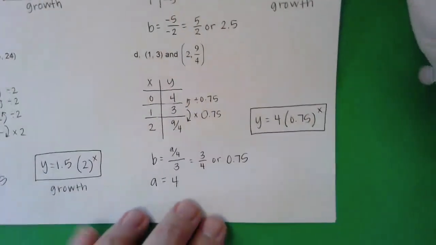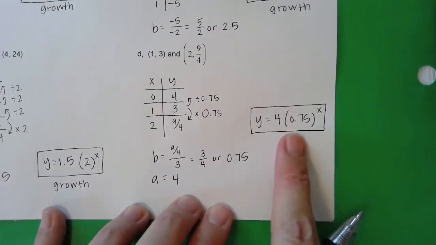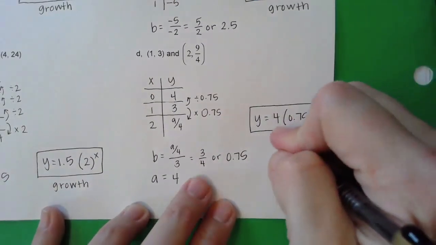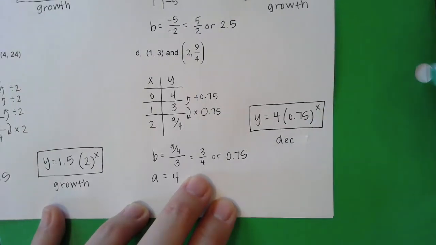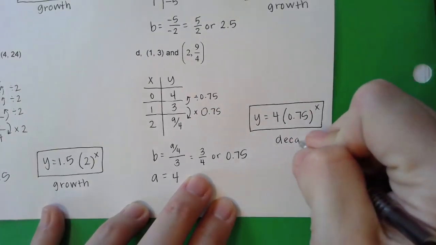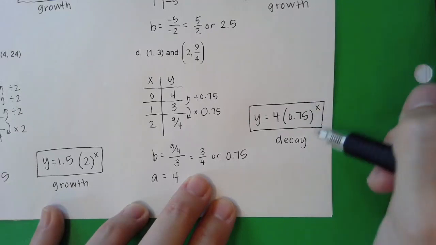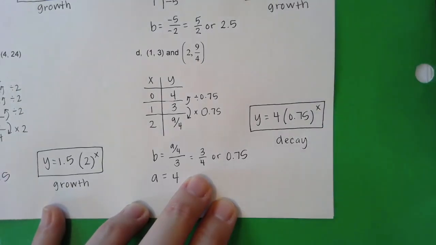And then the last one, I want you to look at the number inside the parentheses. This one's 0.75, which means that this one we'll practice. It's going to be an example of something called exponential decay, because the 0.75 means the numbers are going to be getting smaller over time.